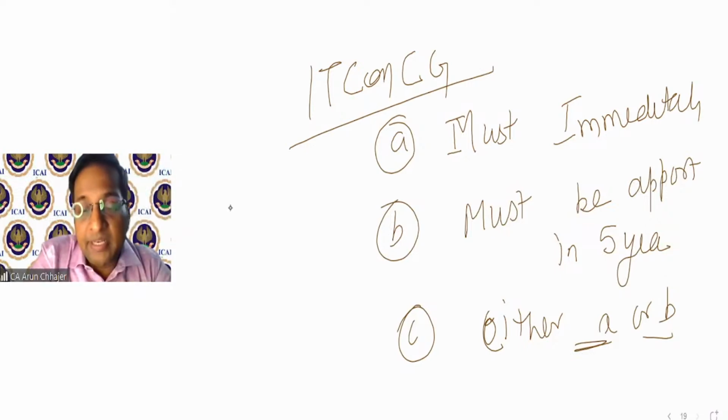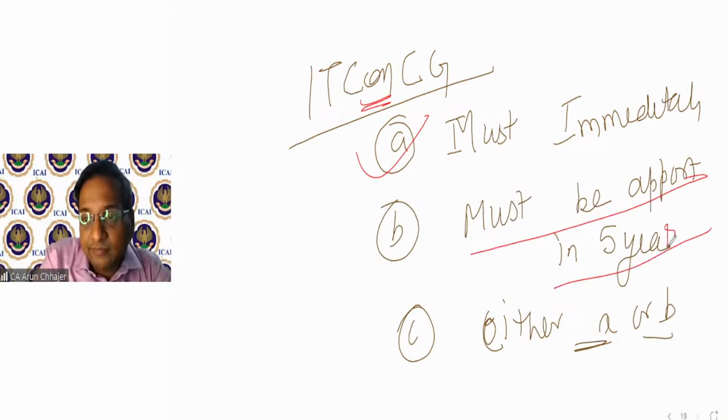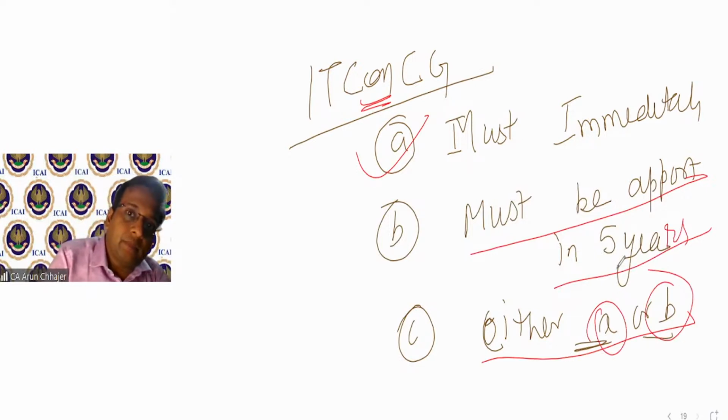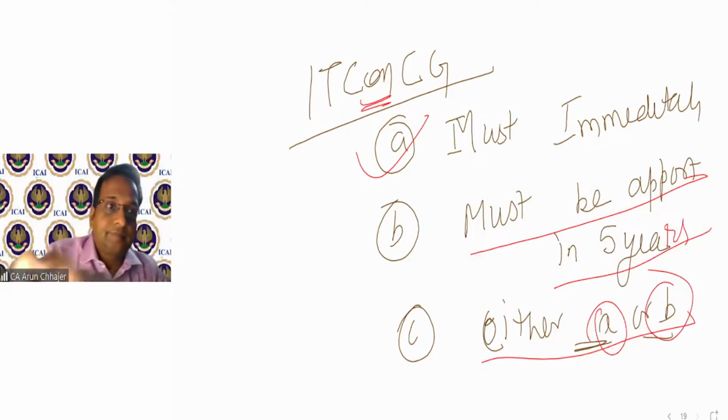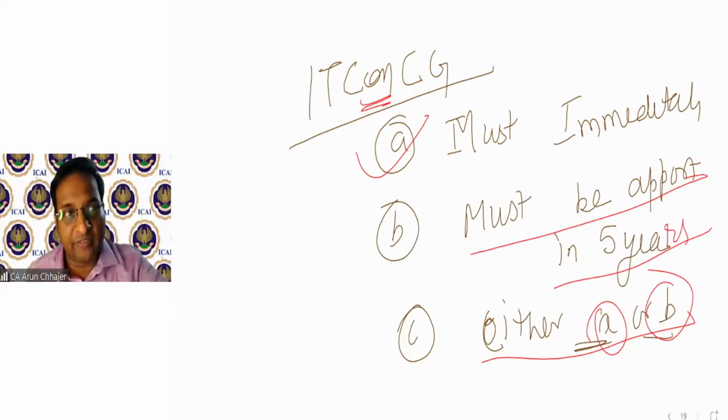Suppose I am a recipient and I have purchased the capital goods. It has to be taken immediately. It has to be a portion in 5 years. Or I have the choice, A or B. Give me the answer. Kindly give me the answer whether I have the choice of taking it immediately in the first year or it can be a portion in 5 years.